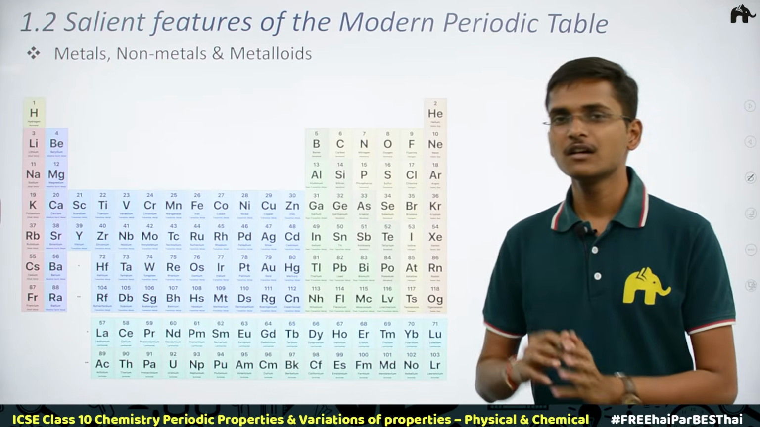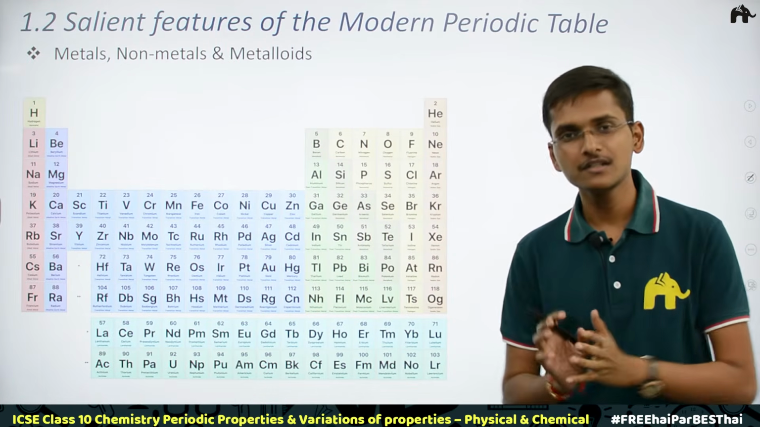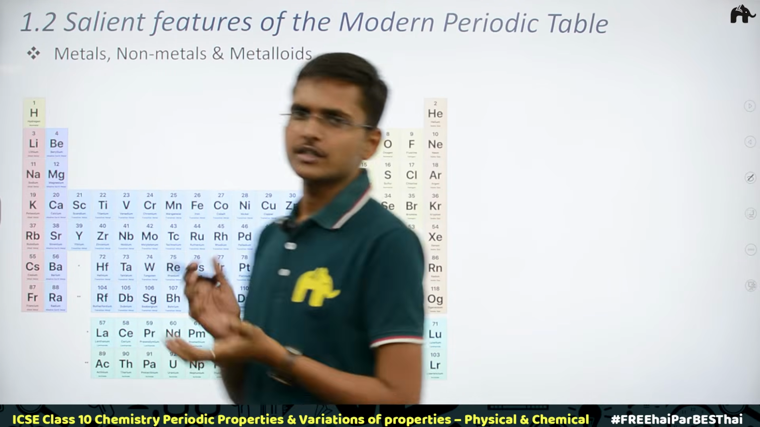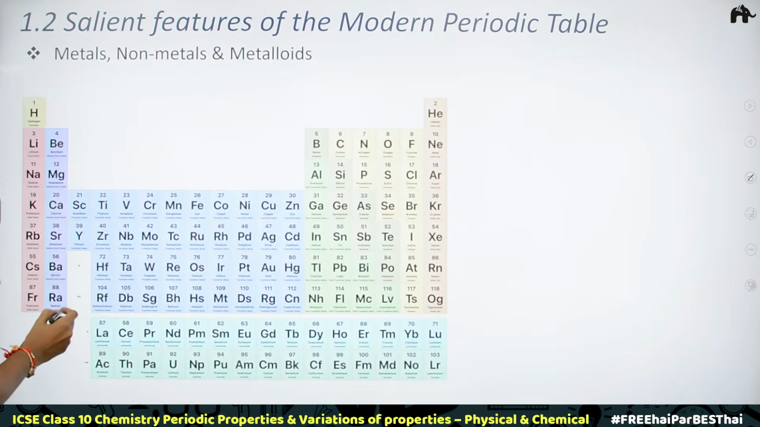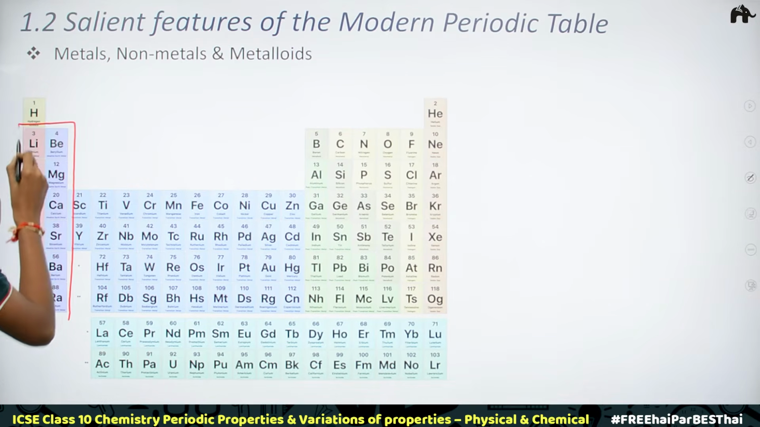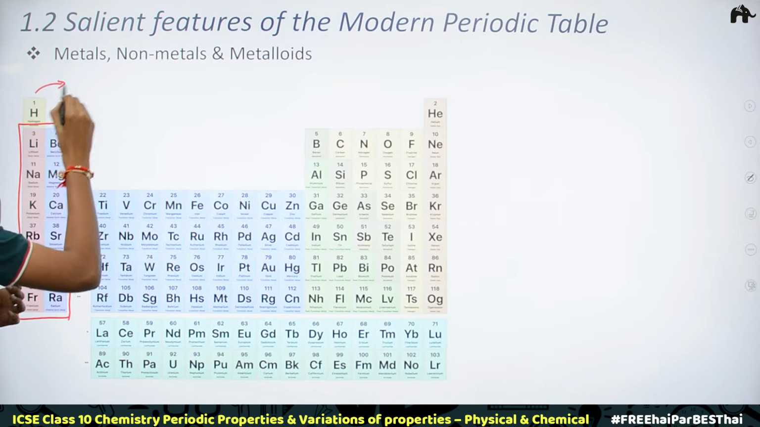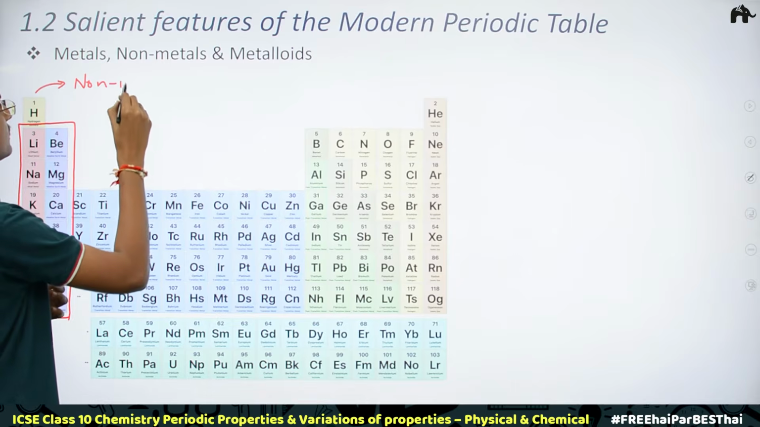Now let's quickly see which elements in the periodic table are metals, which are non-metals, and which are metalloids. I'm going to tell you the trick as well to remember. See, all S block elements are metals, except hydrogen. This is a non-metal.